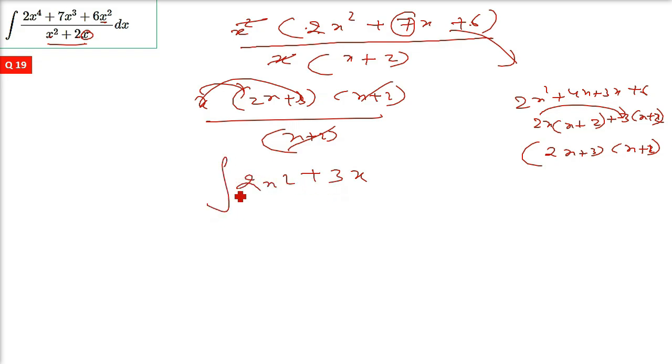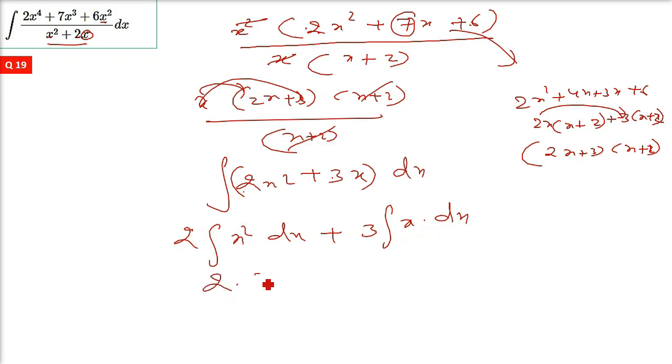Now we are ready for the integration. So let us start with the integration side. 2 I am taking outside, the integration of x squared has to be done. 3 I am taking outside, x dx. So twice x cube by 3.